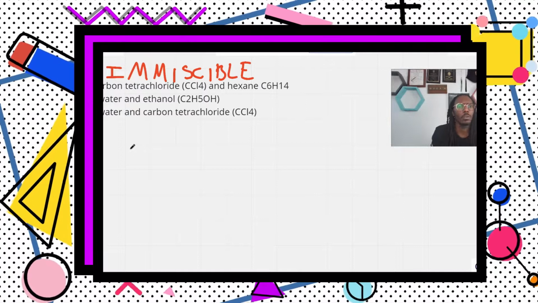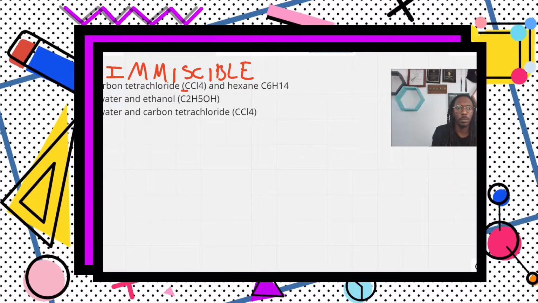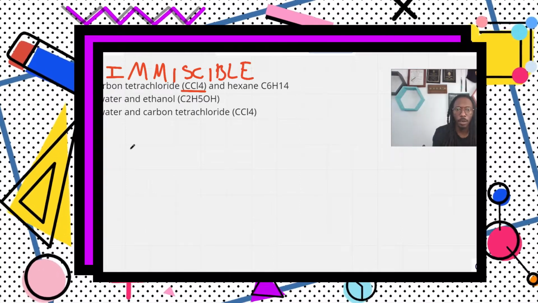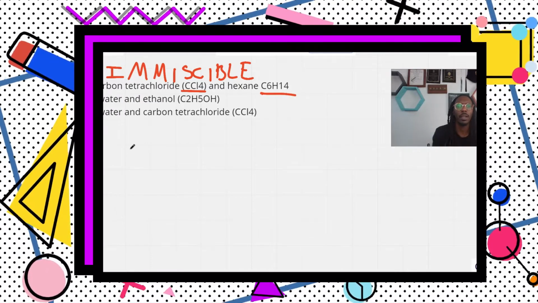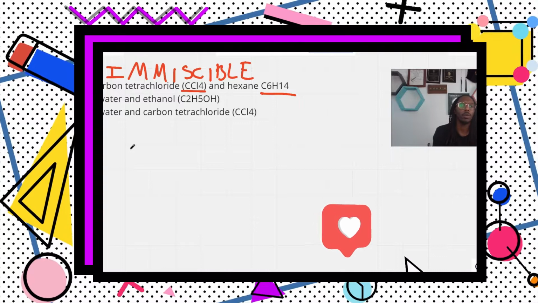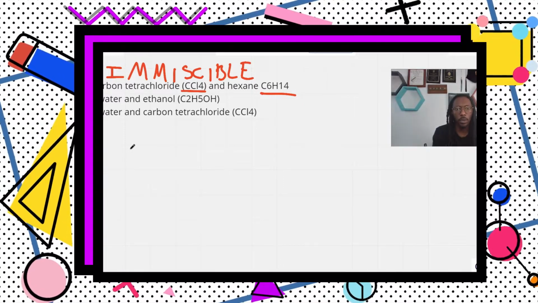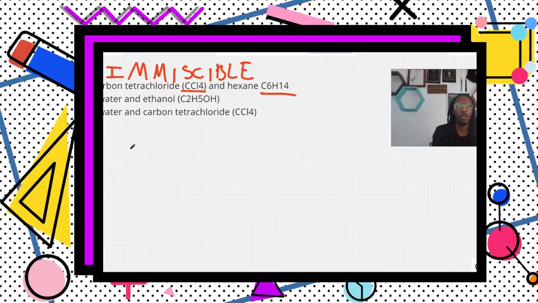Let's get to it. First one, carbon tetrachloride. Carbon tetrachloride is a non-polar compound, with that CCl4. And then hexane, just looking at that, we know that this is a 6-carbon chain. It's also going to be a non-polar compound. So if you remember, like dissolves like, check that video. We're going to know that these are going to be miscible with each other. So I don't think it's going to be this one right here.